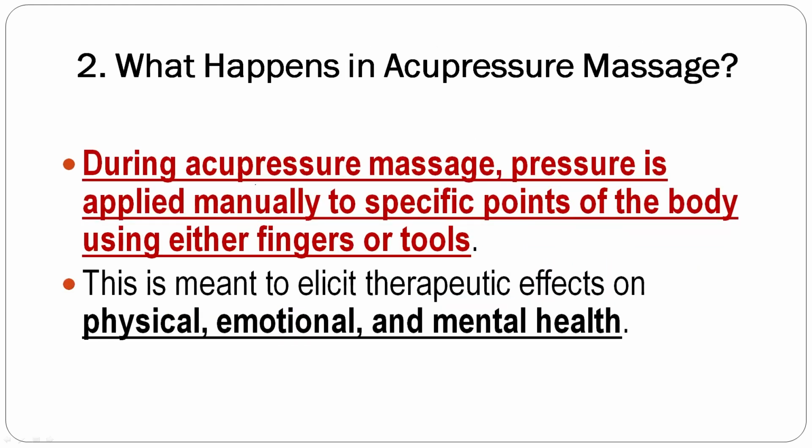What happens in acupressure massage? During acupressure massage, pressure is applied manually to specific points of the body using either fingers or tools. This is meant to elicit therapeutic effect on physical, emotional and mental health.